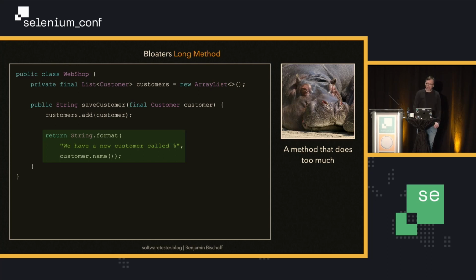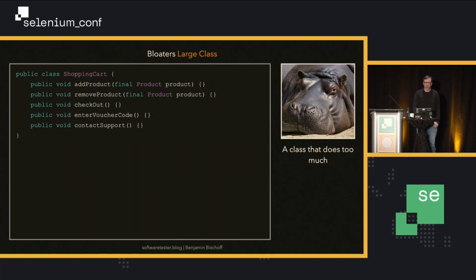The same principle of the long method can also apply to classes. In this case, it's called a large class. I took a shopping cart example here and 3 methods that belong to a shopping cart: add product, remove product, checkout. But here, the last 2 lines are 2 additional methods: enter voucher code and contact support, which is not necessarily related to the shopping cart. So in this case, the class is doing too much. What's down here is out of scope.